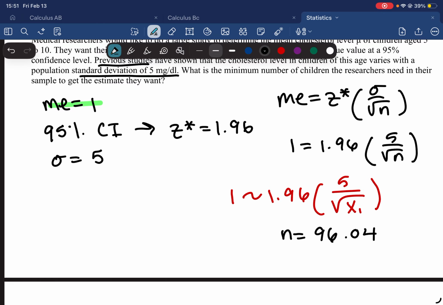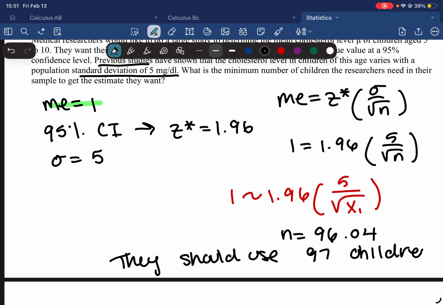And so because of that, we have that they should use 97 children. And again, we always take this number and round up.